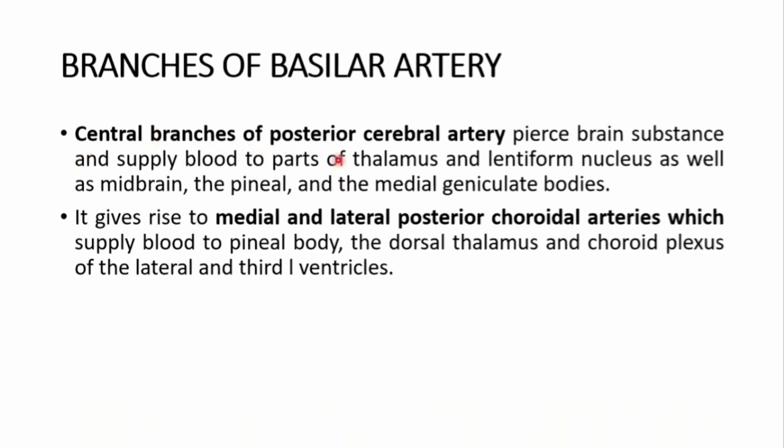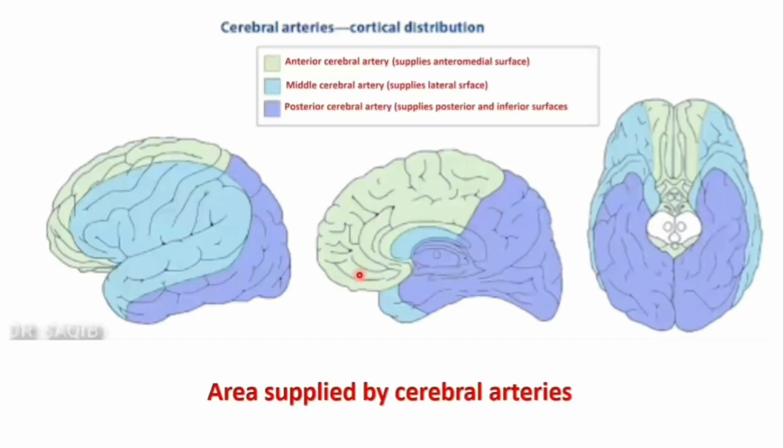So central branches of the posterior cerebral artery feed brain substance and supply blood to parts of the thalamus and lentiform nucleus, as well as the midbrain, the pineal, and the medial geniculate bodies. It gives rise to the medial and lateral posterior choroidal arteries, which supply blood to the pineal body, the dorsal thalamus, and choroid plexus of the lateral and third ventricles. So very interesting and very, very important.